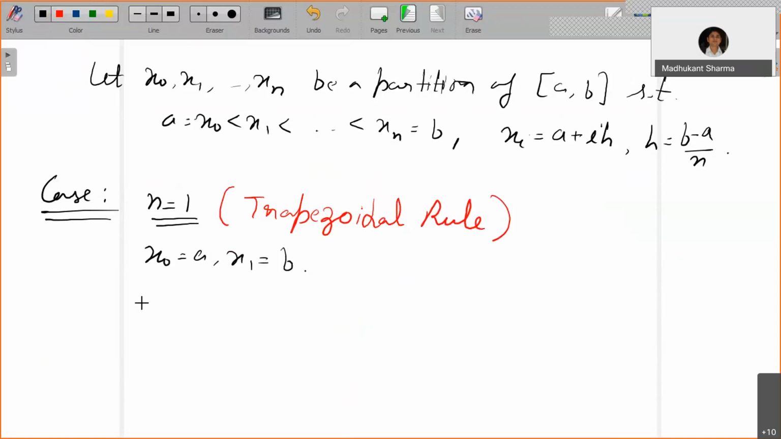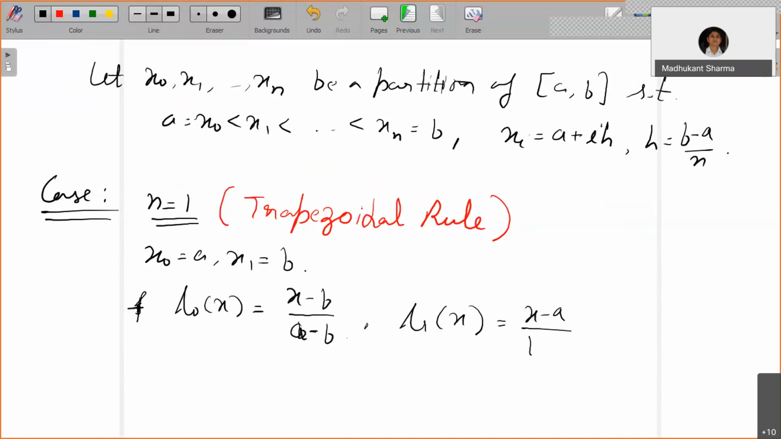And what will be the Lagrange form of the... so you have x naught and x1. So what is L0 of x? L0 of x is going to be x minus b divided by a minus b, and L1 of x is going to be x minus a divided by b minus a.